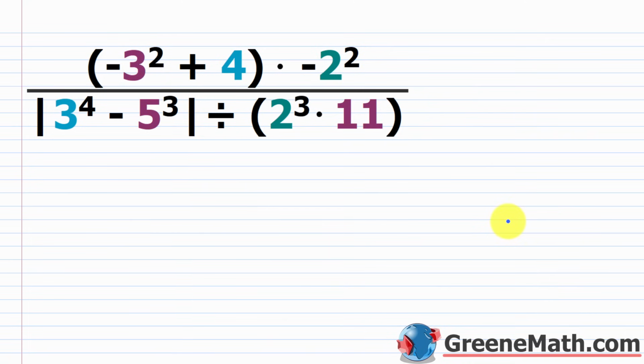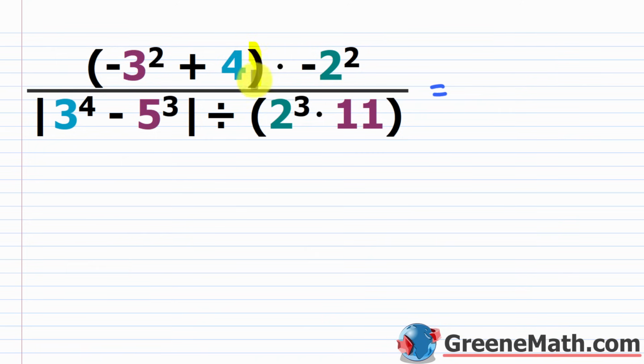All right, let's look at our final problem here, problem number 10. So you'll notice that again, we have a fraction. So we have this inside of parentheses, negative of 3 being squared, plus 4 times the negative of 2 being squared. This is over or divided by the absolute value of 3 to the 4th power minus 5 cubed. This is divided by, inside of these parentheses, you have 2 cubed times 11. So again, I'm going to use the same strategy here. I'm just going to go ahead and work the numerator and denominator separately.